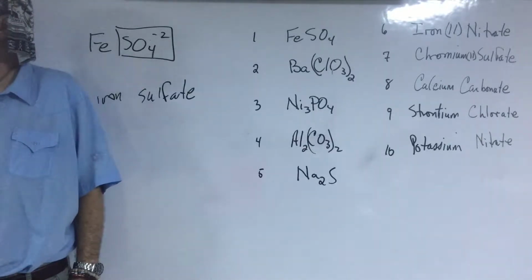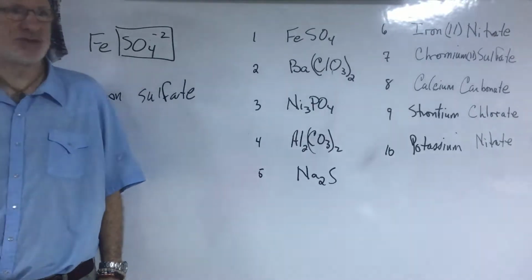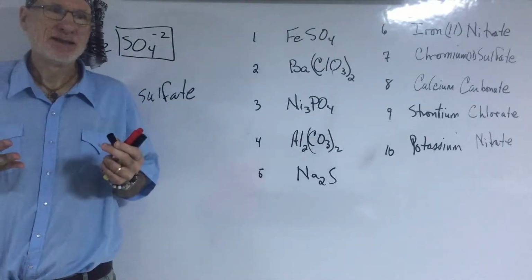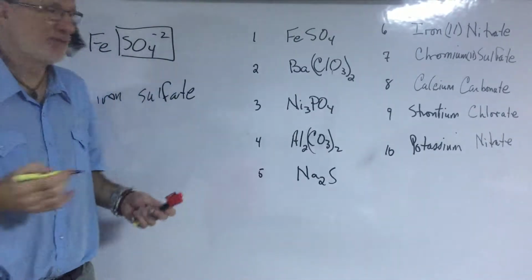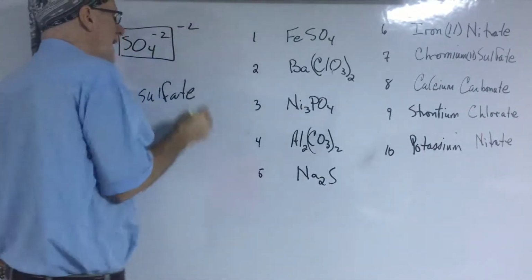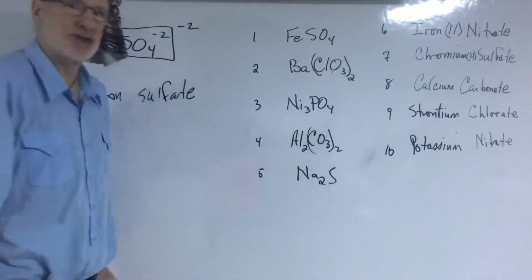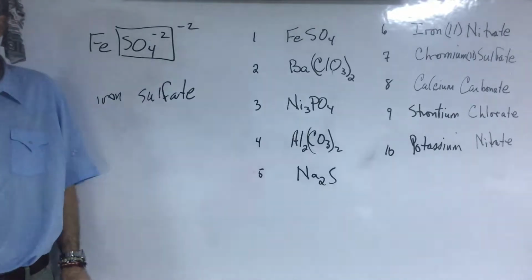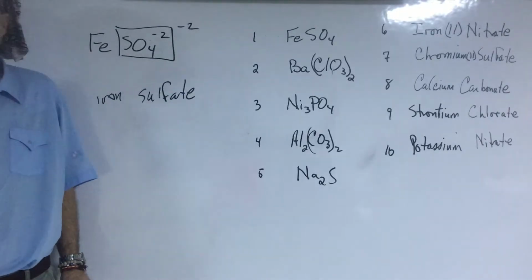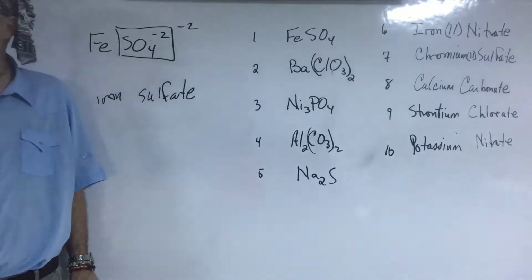What's the total negative charge? 1 times -2 is? -4? Really? -2. Now, these have to be neutral. A compound is neutral charge. So what is the charge of the positive component? The entire positive component is what?